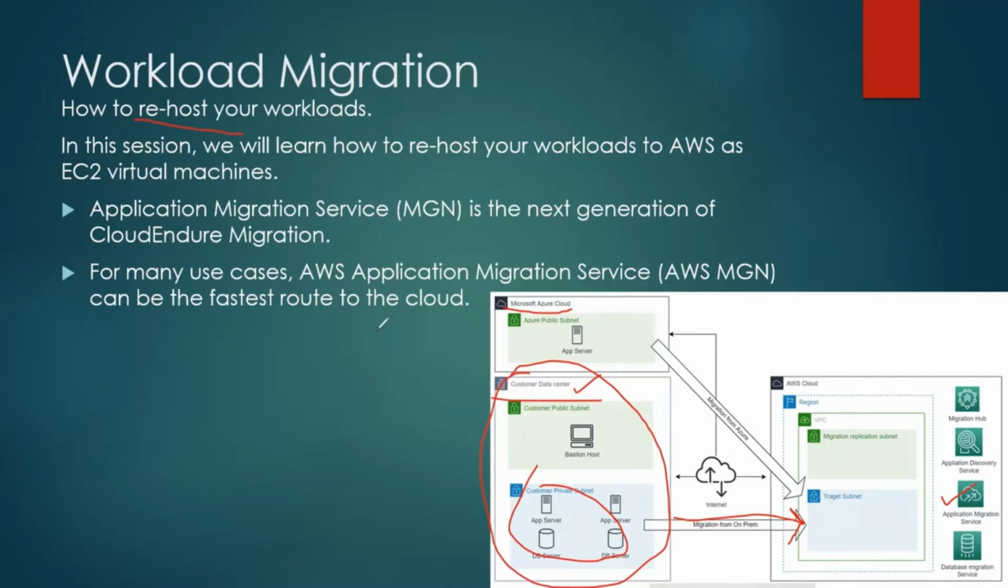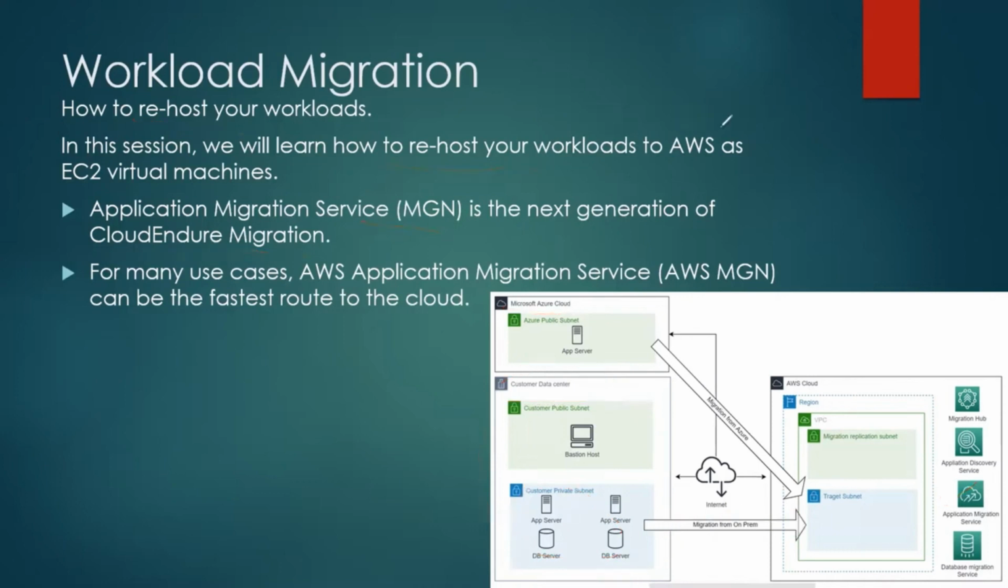So we will learn how to rehost the workload using the MGN migration service. That's the next generation of CloudEndure migration. CloudEndure will be used for disaster recovery only, but for migrations, AWS shifted it to Application Migration Service. And for many use cases, Application Migration Service can be the best route to cloud migrations. So that's a little bit of theory.